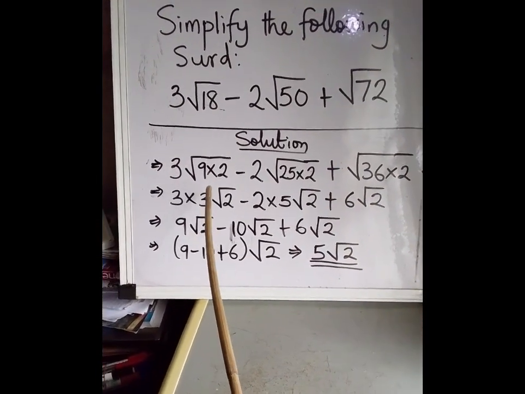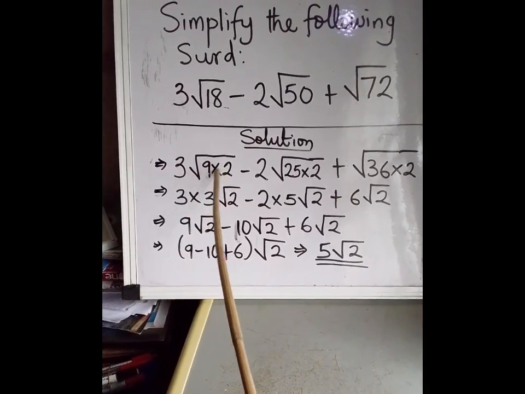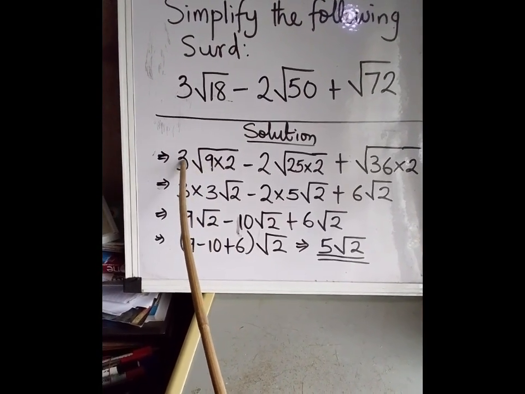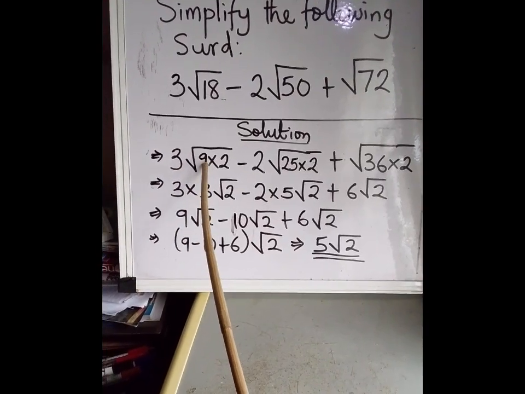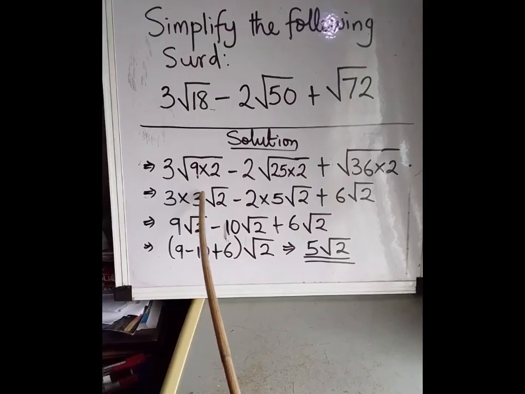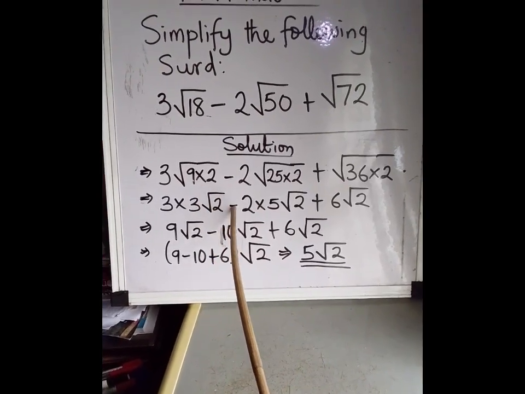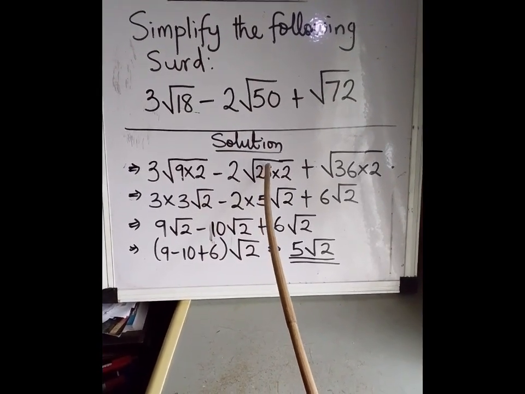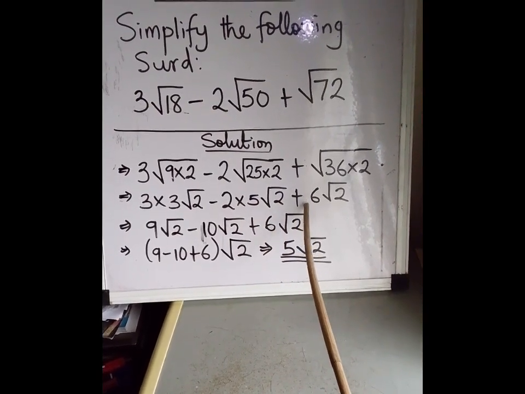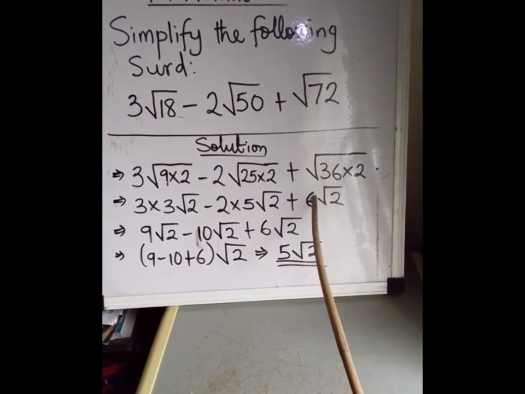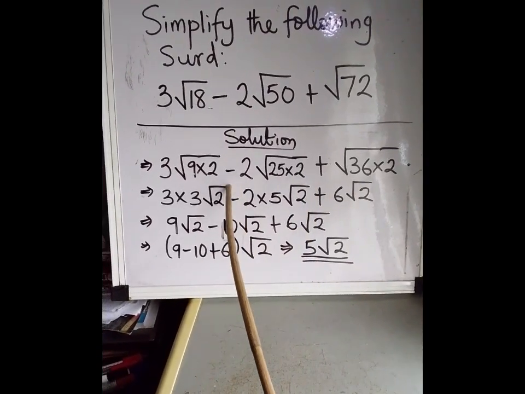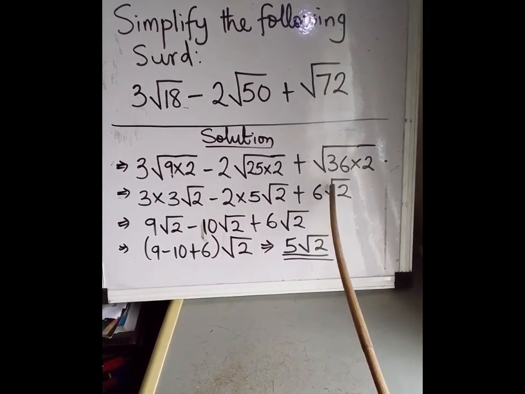Having done that, if I separate the 9 times 2, the square root of 9 is 3. So this 3 is the 3 you've seen here now. This 9 has become 3 on its own because the square root of 9 is 3, and then the root 2 is on its own. Minus 2, the square root of 25 is 5, so it's on its own, and the 2 is still inside. Then plus the square root of 36, which is 6. So all of them now have the square root of 2.